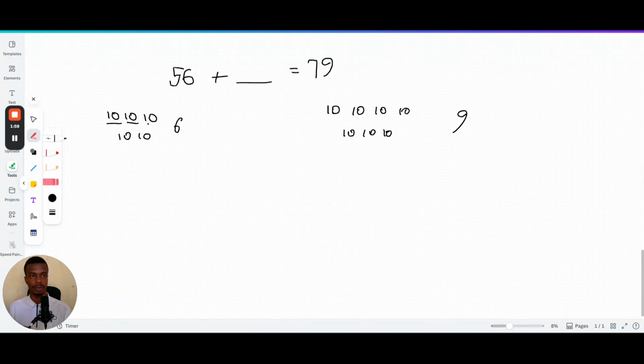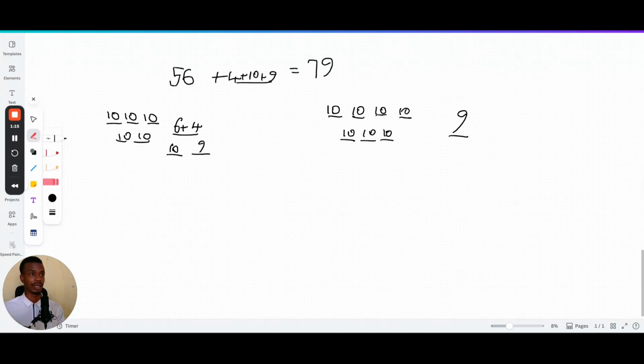Here we can account for 5 tens. Here we can also account for 5 tens. That is equal. That is good. Here we have 6. Here we have 10. If we must account for this 10, add 4 here, right? Now that's not all. If you must account for this 10, you add 10 here. That's not all. If you must account for this 9, you add 9 here.